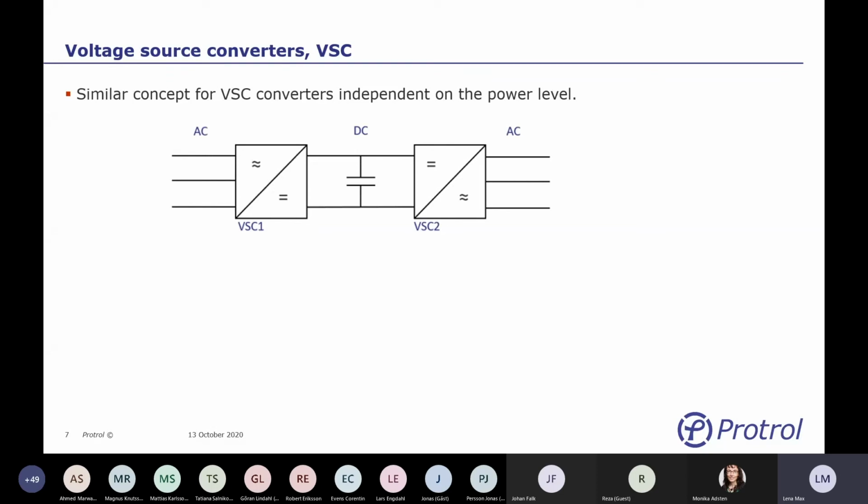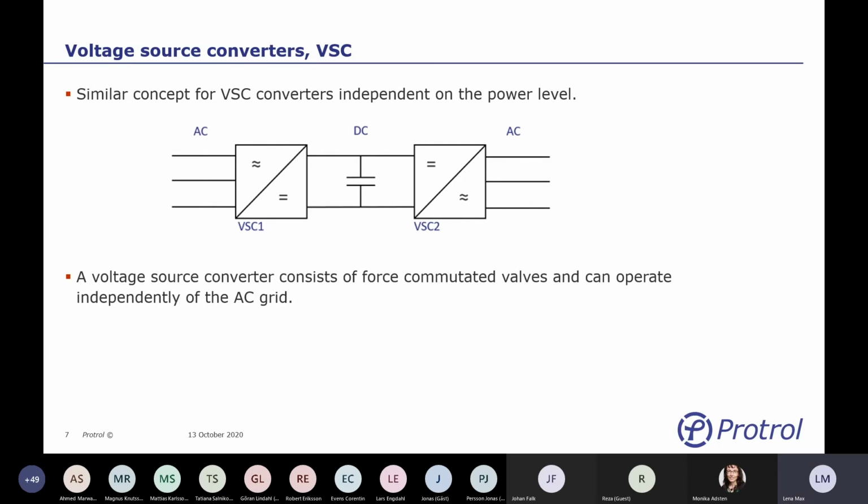We have two HVDC converters, and we have the DC link that could be the cable or the overhead line. And it could also be the converter inside a full power converter wind turbine, where one converter is connected to the generator and the other one to the grid. And common for voltage source converters is that they consist of force commutated valves that can operate independently of the AC grid.